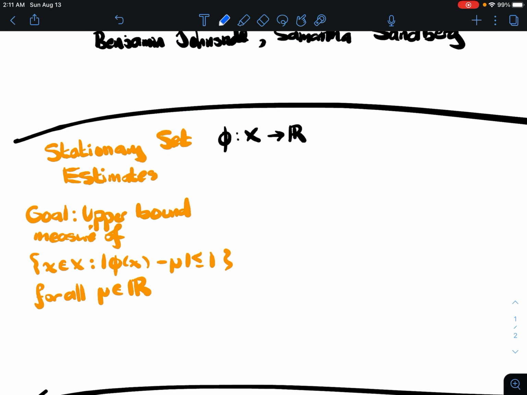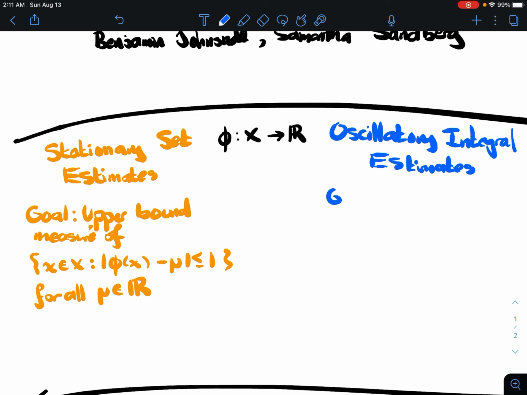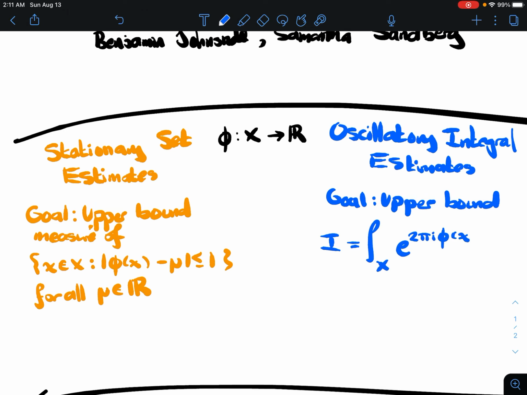Now there's another genre of problems. They come up all the time in harmonic analysis. They're called oscillatory integral estimates. And the goal of these estimates is to upper bound the quantity I given by integrating an oscillatory function with a phase given by the function phi.